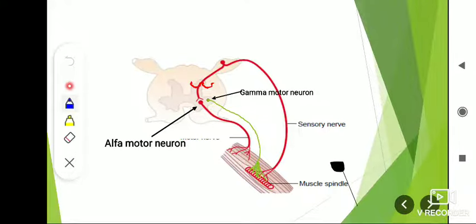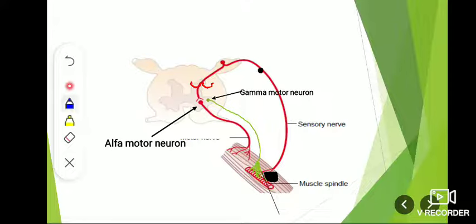Now a basic stretch reflex: when you give a tap on the tendon of any muscle, there is generation of an action potential in the muscle spindle, which will travel down the sensory nerve and stimulate the alpha motor neuron, and there is a muscle contraction. So that is a reflex action.